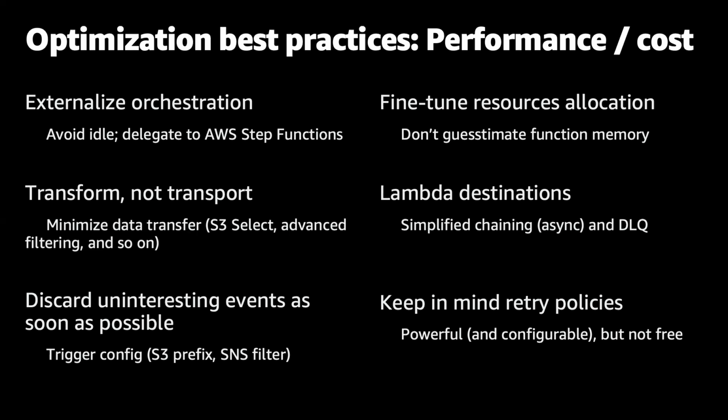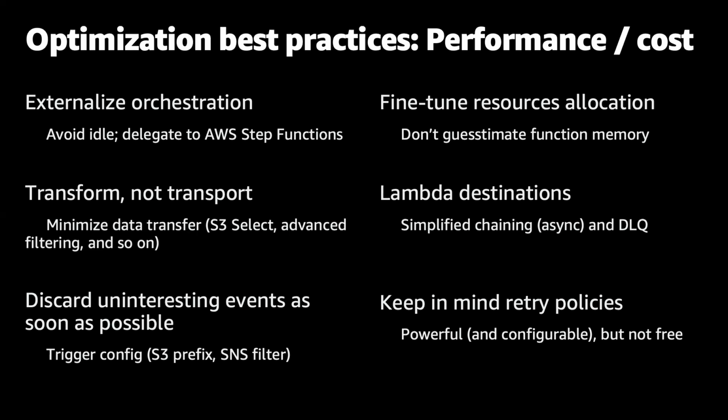You can do this with S3, with SNS filters. There are a lot of options when you configure the trigger to make sure you are only focusing on the important events. You can also fine-tune resource allocation. This is everything about memory, and we'll talk more in depth about it in a second. But basically, a lot of people just guesstimate or try to randomly estimate the optimal function memory, function by function, and we can do much better than that. I'll tell you more in a minute.